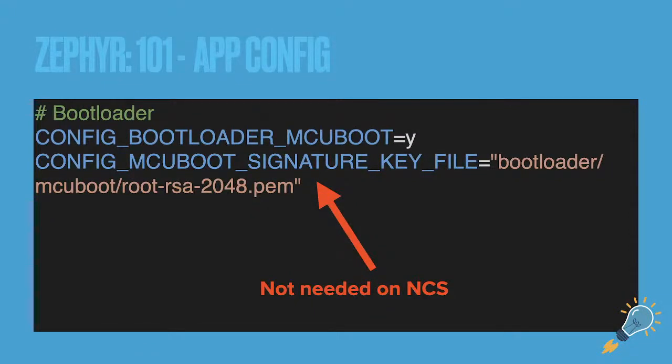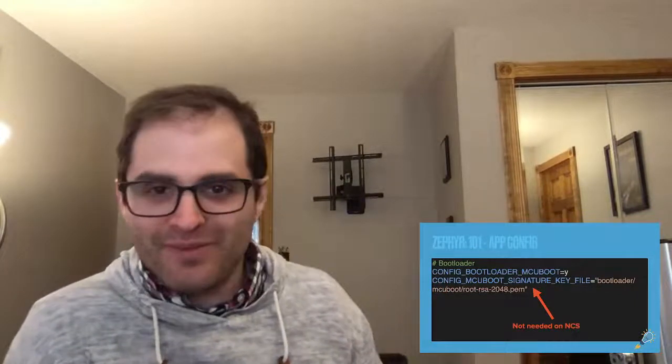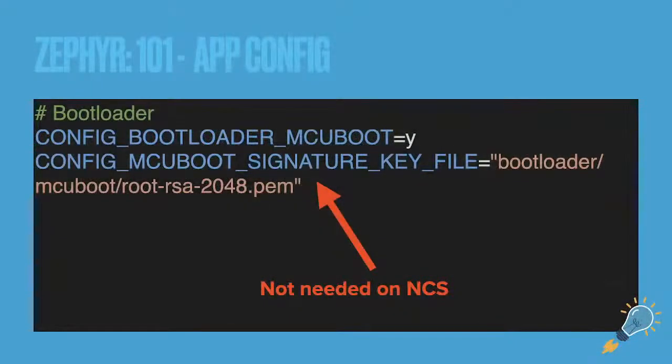So many of you, if you used MCUboot before, this CONFIG_BOOTLOADER_MCUBOOT is the guy to turn things on. In vanilla Zephyr, you also have to set the signature key file, and this one is just using the one that comes with Zephyr, the default one. For secure applications, I recommend you don't use this, because anybody can push code to your device if you use the default key. So make sure you don't do that. And on NCS, this is filled by default to use the same value.